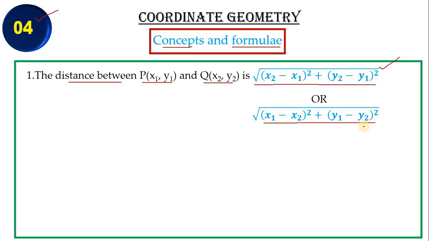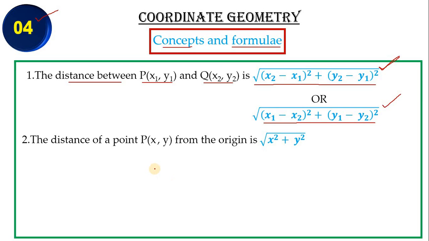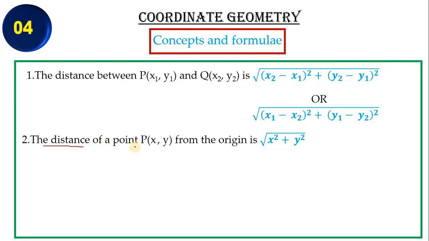In case they ask this formula in a multiple choice question, and if you don't have this in your options as the answer, then you have to go through this option. Second point, the distance of a point P(x, y) from the origin. This formula is used to find the distance of a point from the origin, that is root over x square plus y square. Children, this formula is also very important.